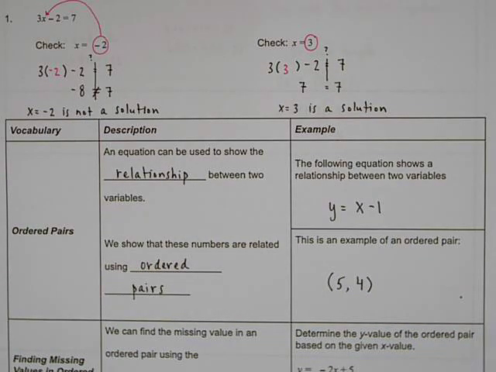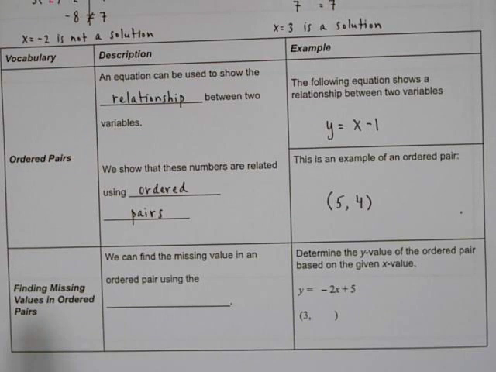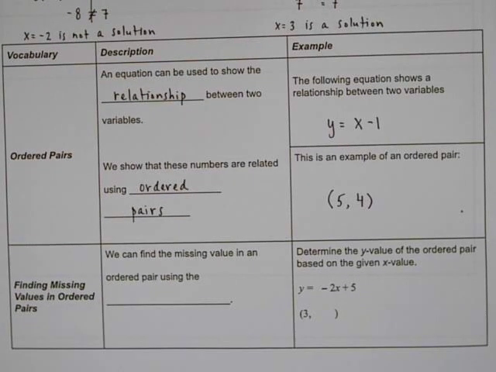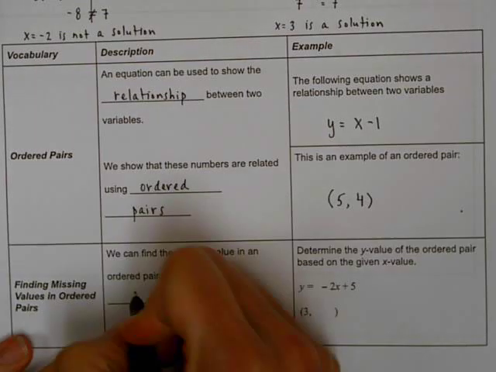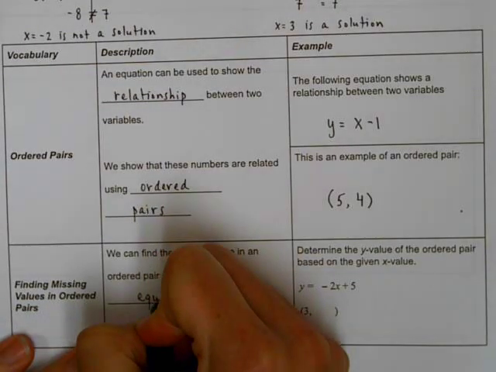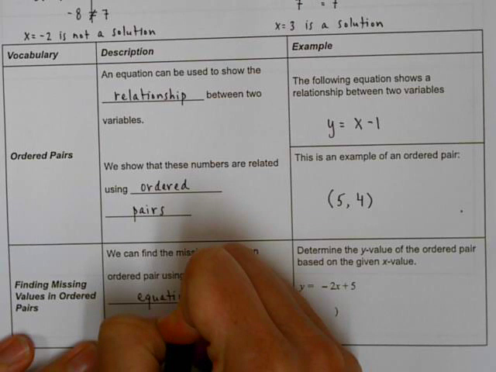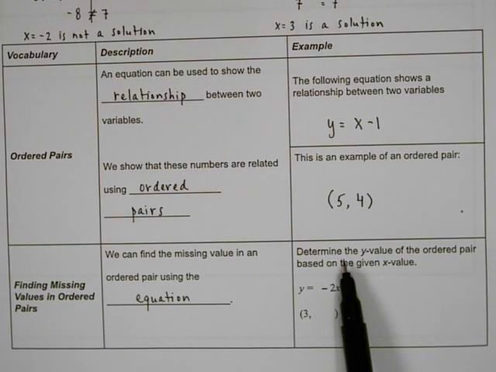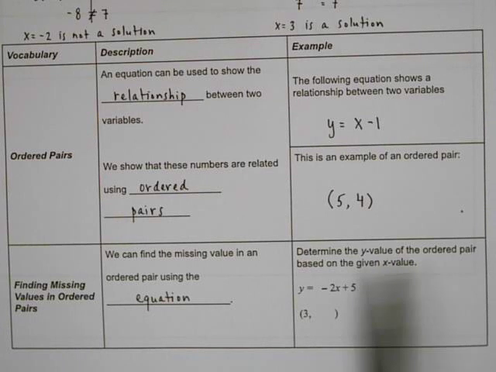So now our job is going to be to find the missing values in ordered pairs. And we can find those missing values using the equation. So a problem might look like this. Determine the y value of the ordered pair based on the given x value. So this is going to work a lot like what we did above. We're going to be substituting a value in for x.